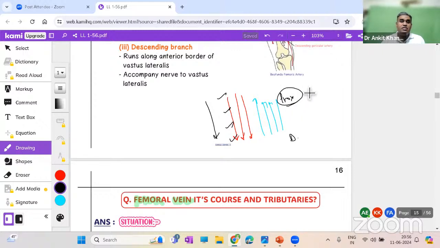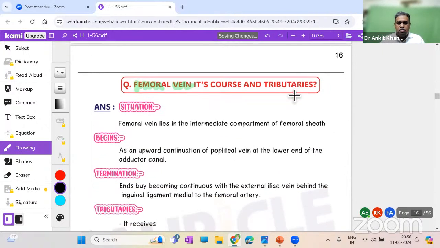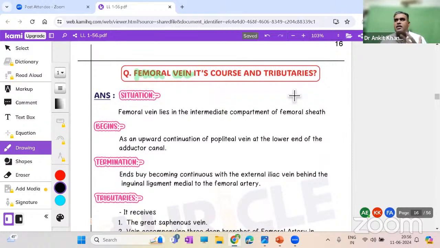This is how we are going to discuss the femoral vein. So femoral vein, where it is present, how it starts. See, femoral artery ended at popliteal artery in the popliteal fossa behind the knee. Similarly, behind the knee, we will have popliteal vein in the popliteal fossa, and then that popliteal vein will continue above as femoral. And that femoral vein, once it passes beneath the inguinal ligament into the abdomen, will be known as external iliac. So it is in the intermediate compartment of the femoral sheath that we already know, that is where it is actually located.